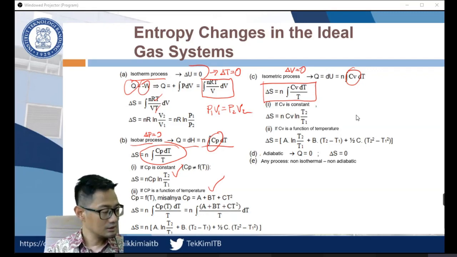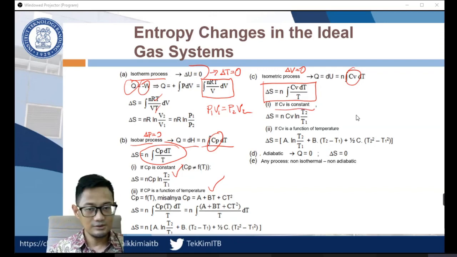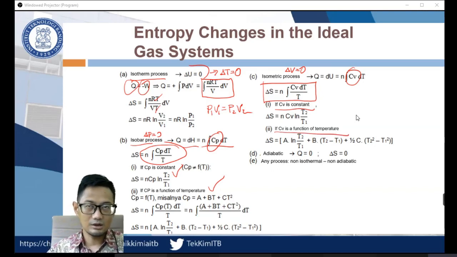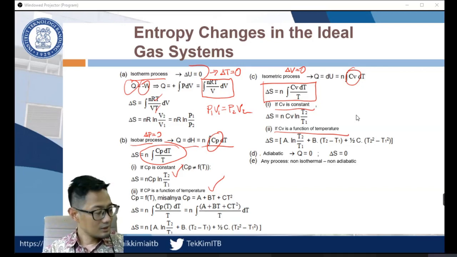Similar like Cp, Cv can have two different approaches. The first one, we can consider Cv is constant. The second one, we can consider Cv as a function of temperature. When the temperature difference is relatively high, you have to use Cv as a function of temperature. And the last one is adiabatic.